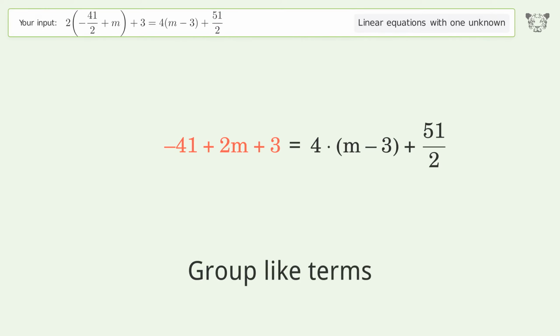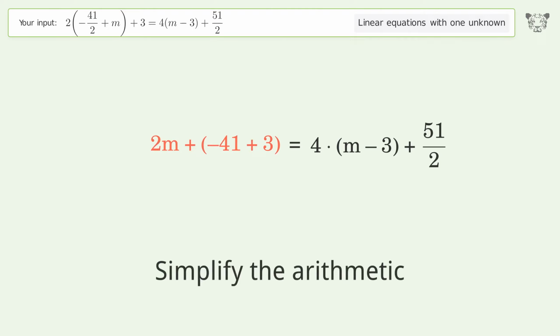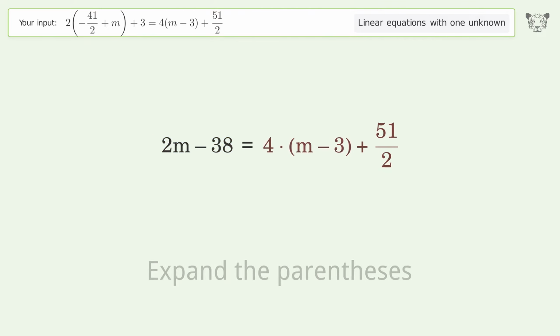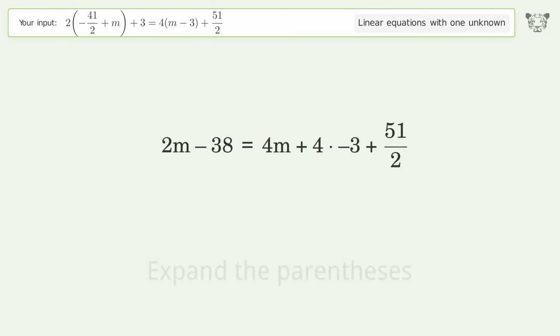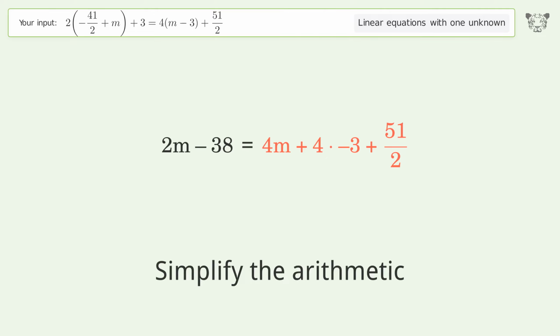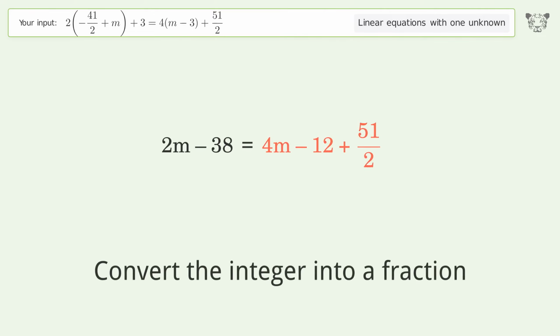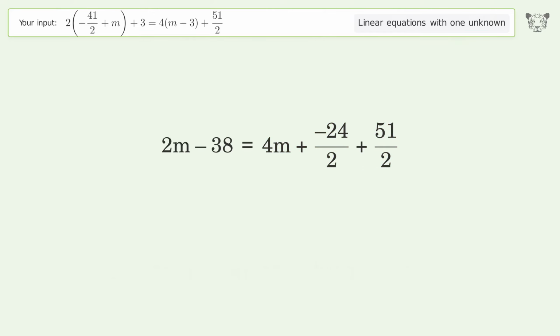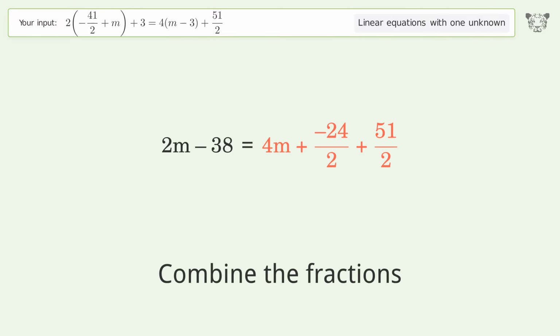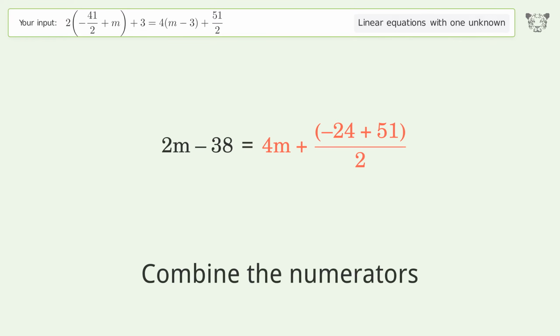Group like terms. Simplify the arithmetic. Expand the parentheses. Simplify the arithmetic. Convert the integer into a fraction. Combine the fractions. Combine the numerators.